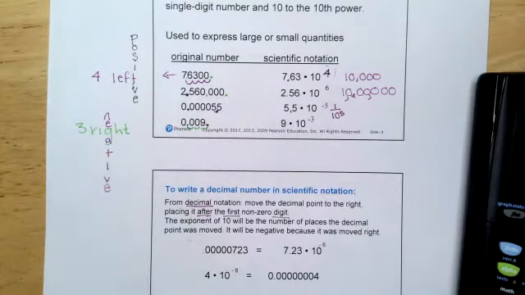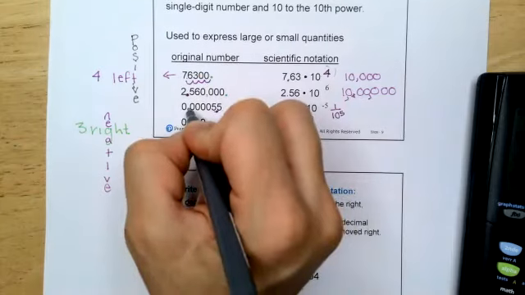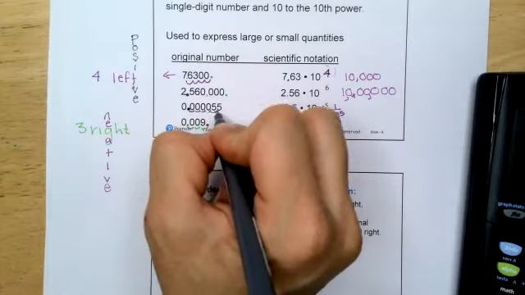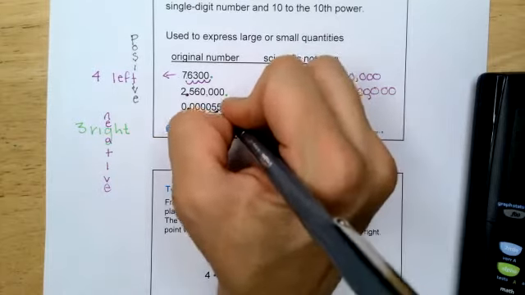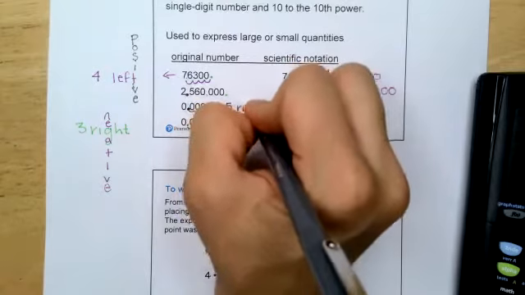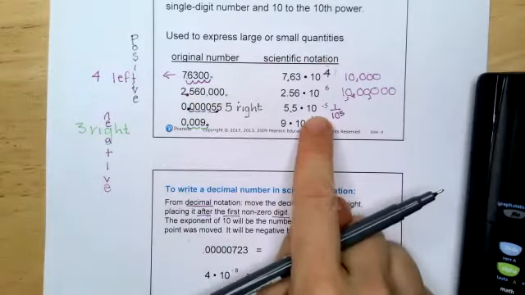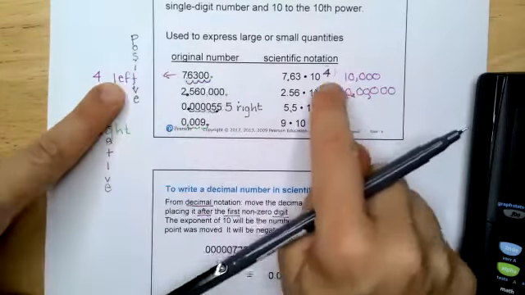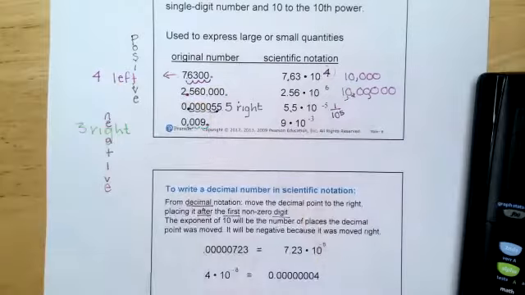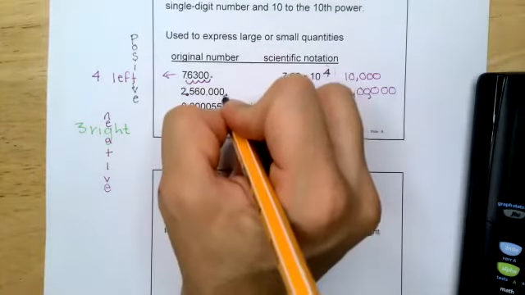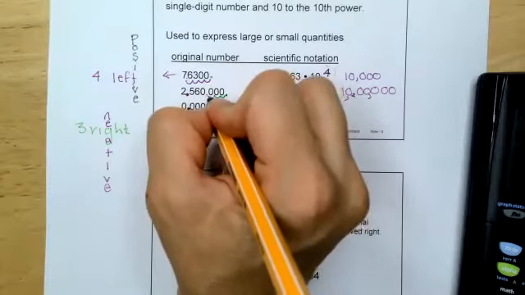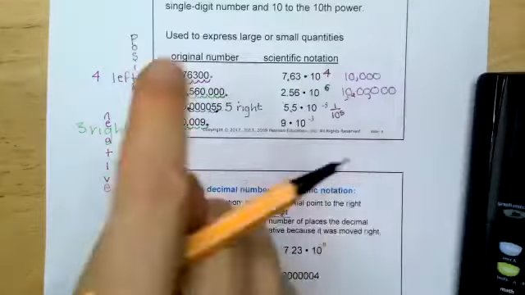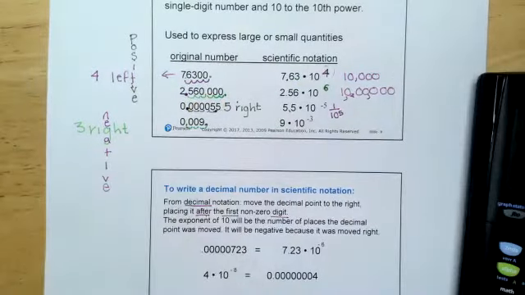So let's see how far we had to move this one. Currently, it's right here. And we're going to move it 1, 2, 3, 4, 5 places. And I moved it right? When I move my decimal point right, I make the sign negative. When I move my decimal point left, I make the sign positive. I kind of skipped this guy. So this guy, the decimal point's right here. I'm going to move it 1, 2, 3, 4, 5, 6 places. And I moved it to the left, so that's a positive 6.